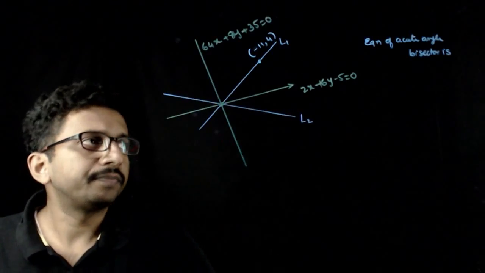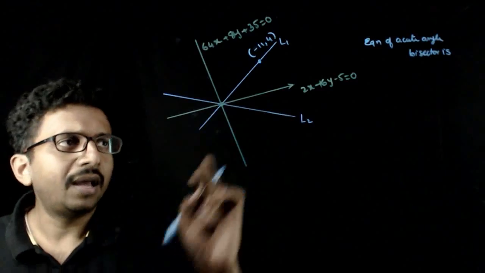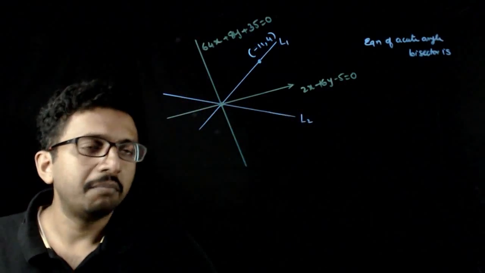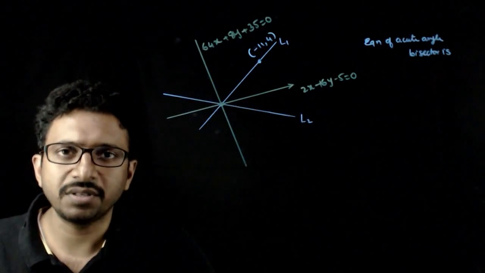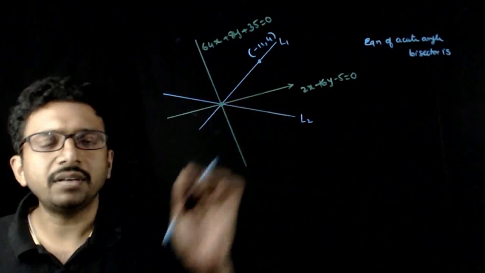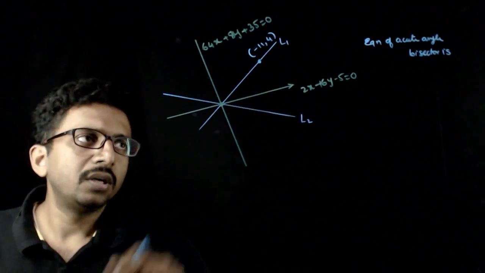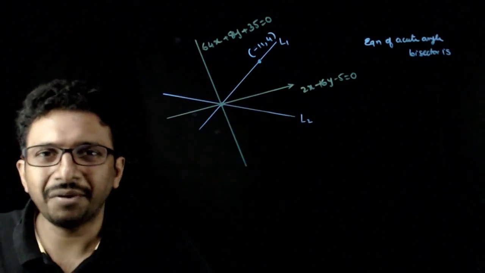So welcome students. In this question you are given that there are two lines L1 and L2, and the angle bisectors of these two lines are given: 2x minus 16y minus 5 is equal to 0, and 64x plus 8y plus 35 is equal to 0. My line L1 is passing through (minus 11, 4). If that is so, you are asked to decide which of these angle bisectors is the acute angle bisector.